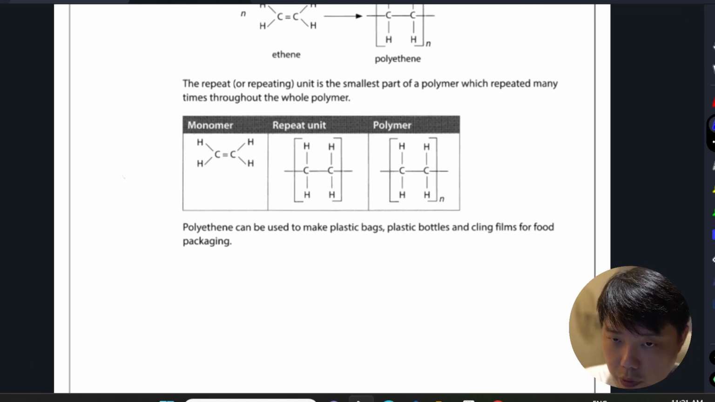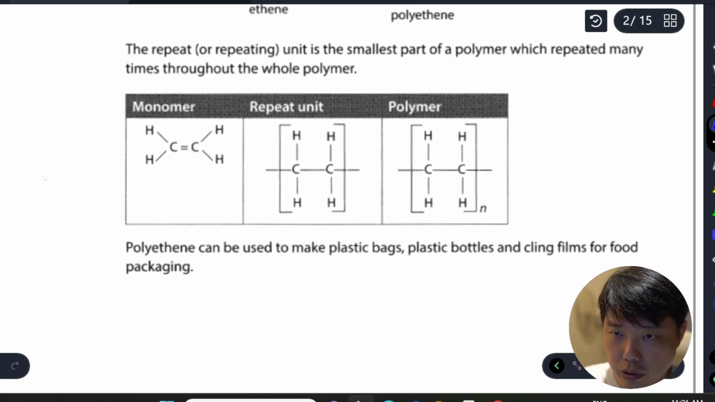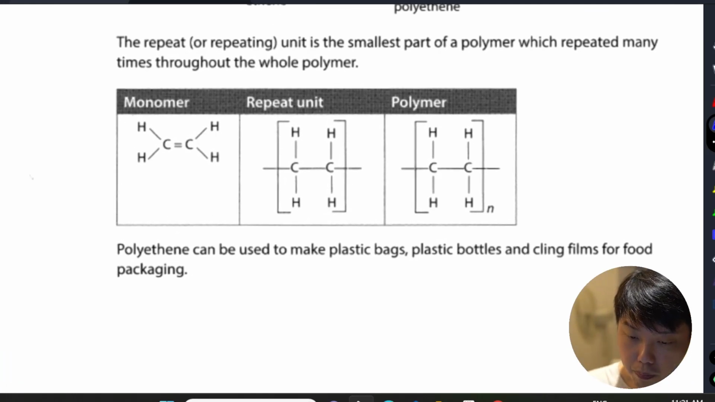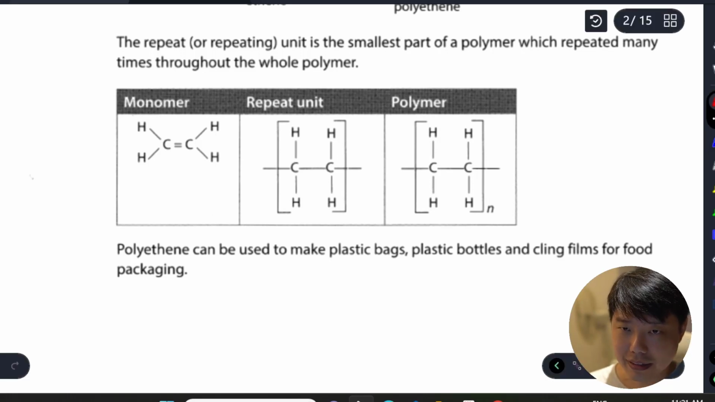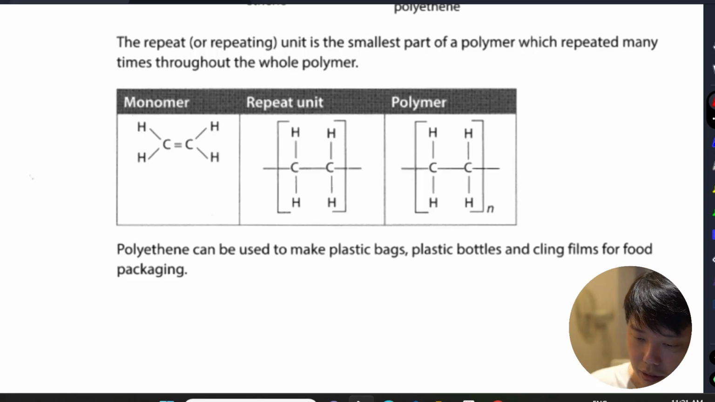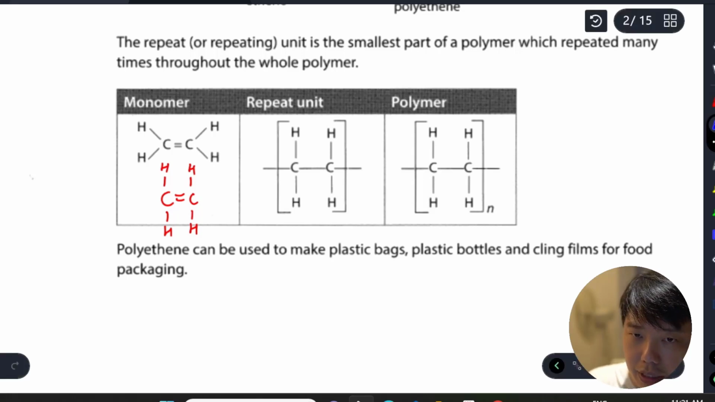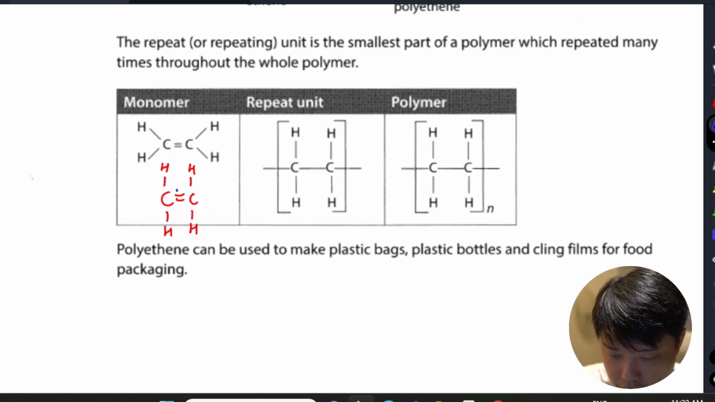So here is one example. Let's take a closer look. You have a monomer, which is ethene, being repeated. How do we extend and repeat this unit? We basically draw it side by side. Just put the H, align it like how we show the repeat unit. So basically what happens is that you can see that the double bond actually opens up.